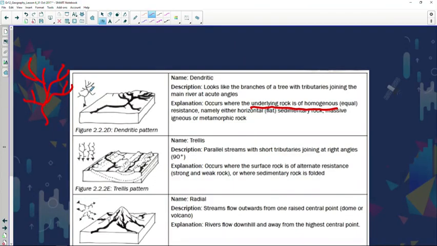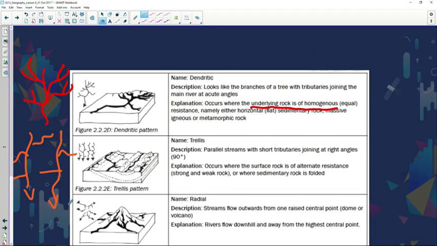Our next pattern is trellis. Now it's quite easy to identify it because it's tributaries joining at 90-degree angles. Now it's basically parallel streams, as you can see, but the tributaries join at 90-degree angles.